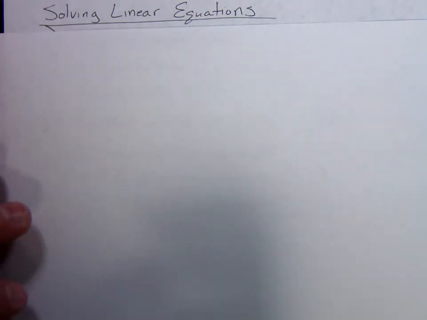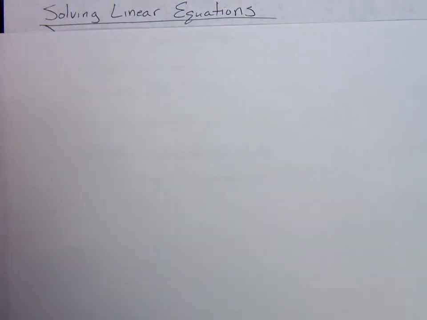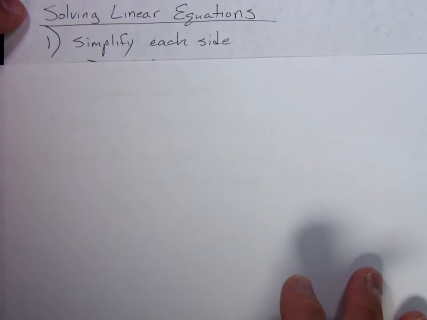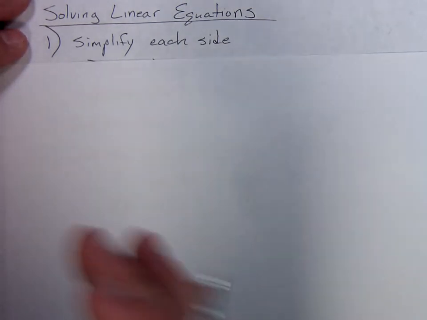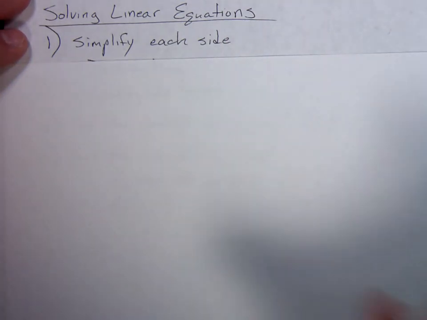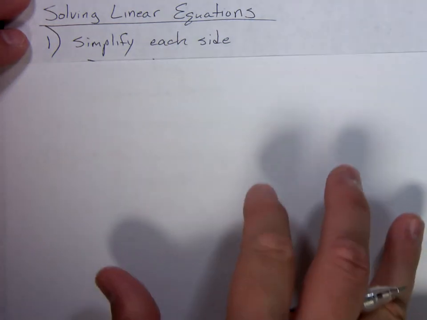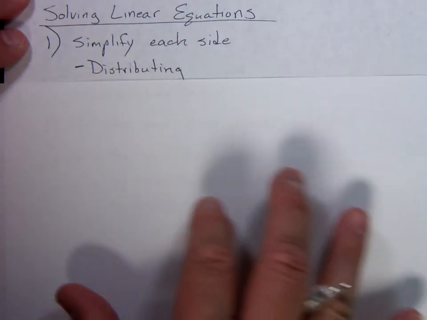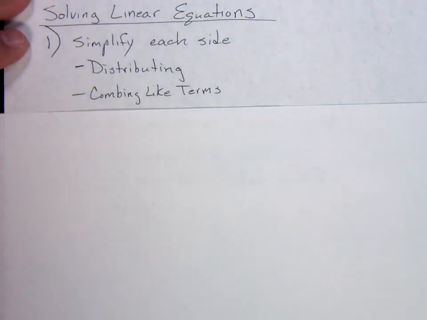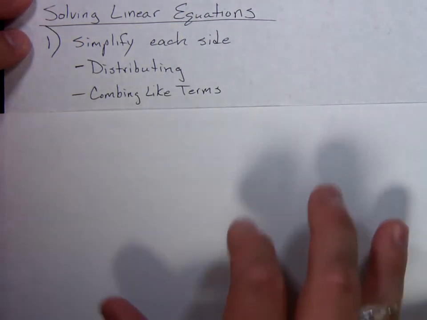Alright, today we're going to work on solving linear equations. So real quickly I'm going to just tell you the basic steps for solving linear equations. The first thing you want to do is simplify each side of the equation. So you're going to look to the left of the equal sign and do this process, and you're going to look to the right of the equal sign and do this process. Some of the things that are most common in simplifying each side is distributing and combining like terms. So those are the main things you'll be doing to simplify each side of the equation.